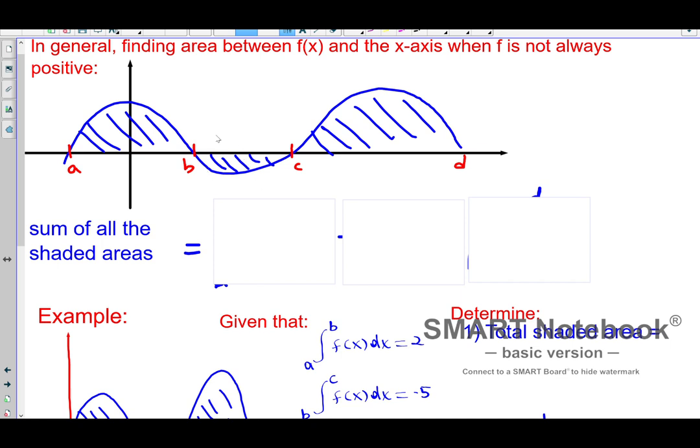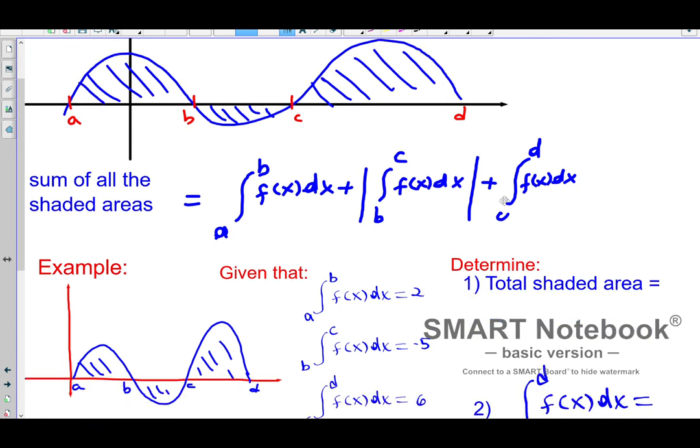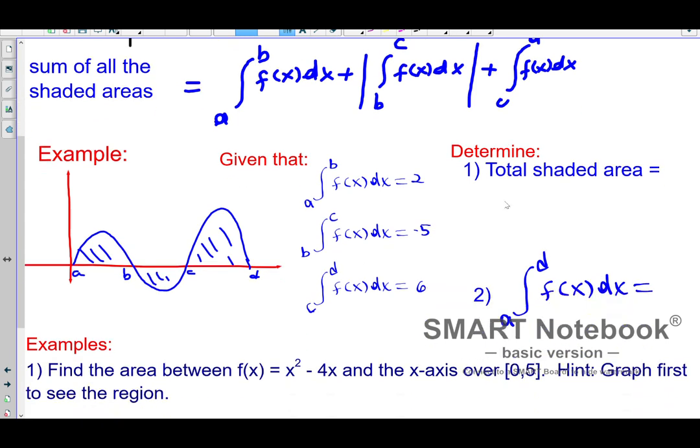But if the question says find the total area between f of x and the x-axis over the given interval, you're going to have to take the absolute value of that and add it to the other two areas, which are already positive. So in general, you would find the x-intercepts of the function, integrate between the x-intercepts, and then add up the absolute values of all the results. The positive regions already don't need absolute value, but the negative regions are where the absolute value would really be important.